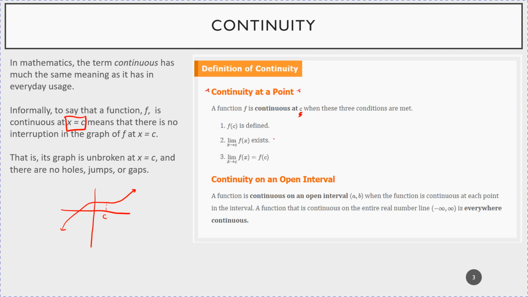For continuity on an open interval, a function is continuous on an open interval from a to b if the function is continuous at every point in that interval. A function that is continuous on the entire real number line, from negative infinity to infinity, is everywhere continuous. On the next slide, let me show you some examples of these conditions failing.